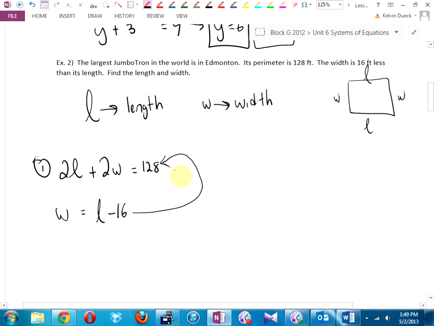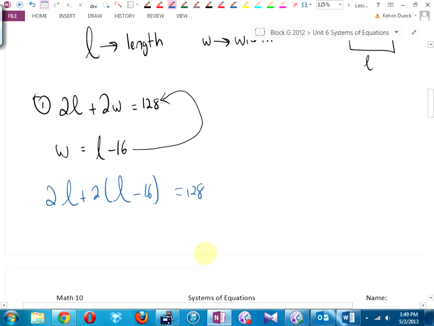Fellas, one more time and I'm going to move you. Okay? So I'm going to get this. Jack, wherever I see a W, what can I replace it with? Wherever I see a W, what can I replace it with? Not a negative 16. The whole thing. Yes. L. So it's going to be this. 2L plus 2L minus 16 equals 128. Yeah? Good. Solve that. Find L, find W.